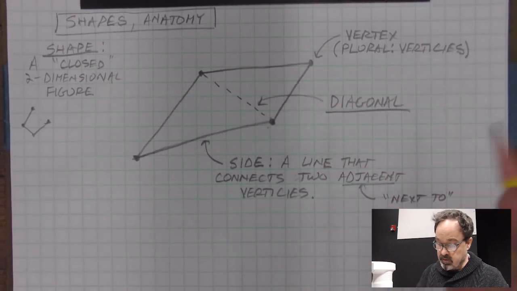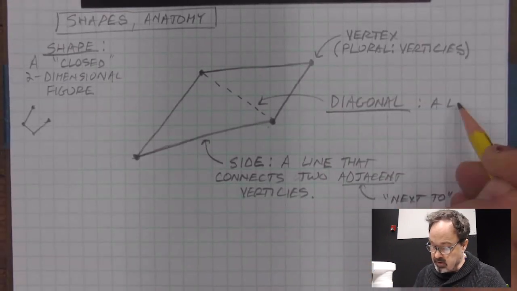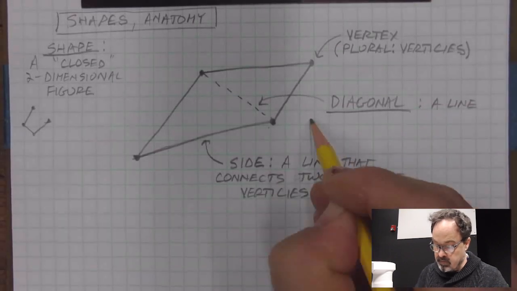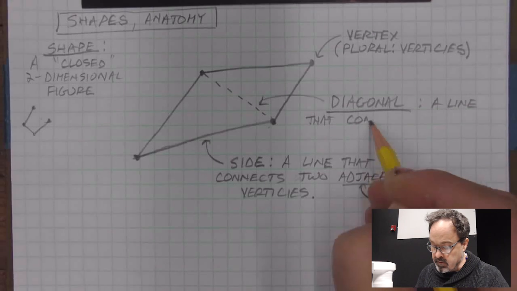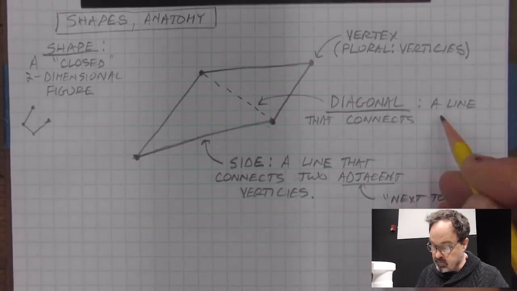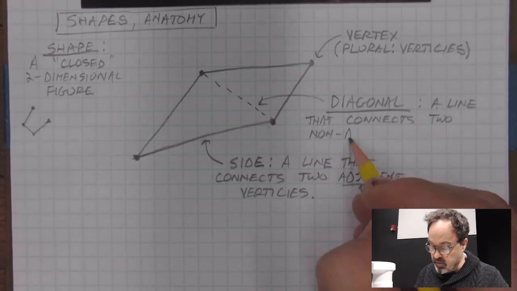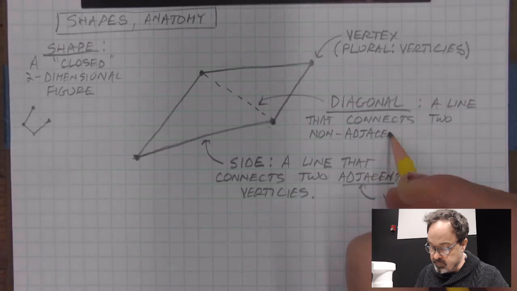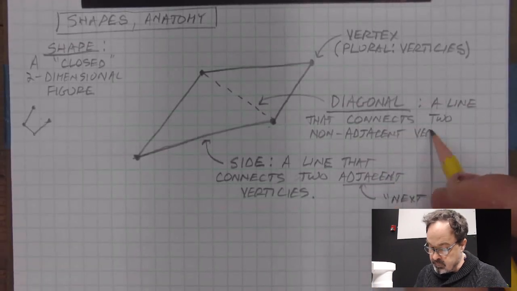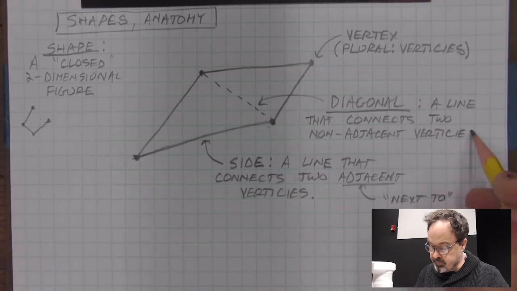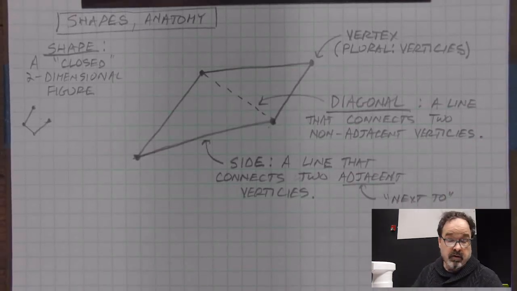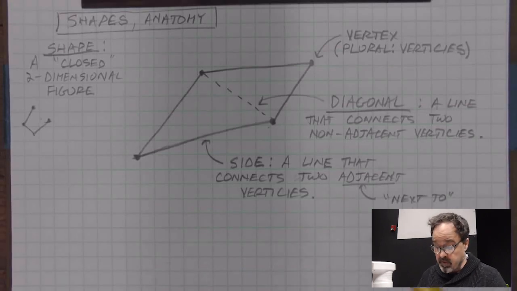And a diagonal is a line that connects two non-adjacent vertices, points that are not next to each other. The word diagonal is a common word. People use it. This is the proper definition of what a diagonal line is. A diagonal line is a line that connects two non-adjacent vertices in a shape.